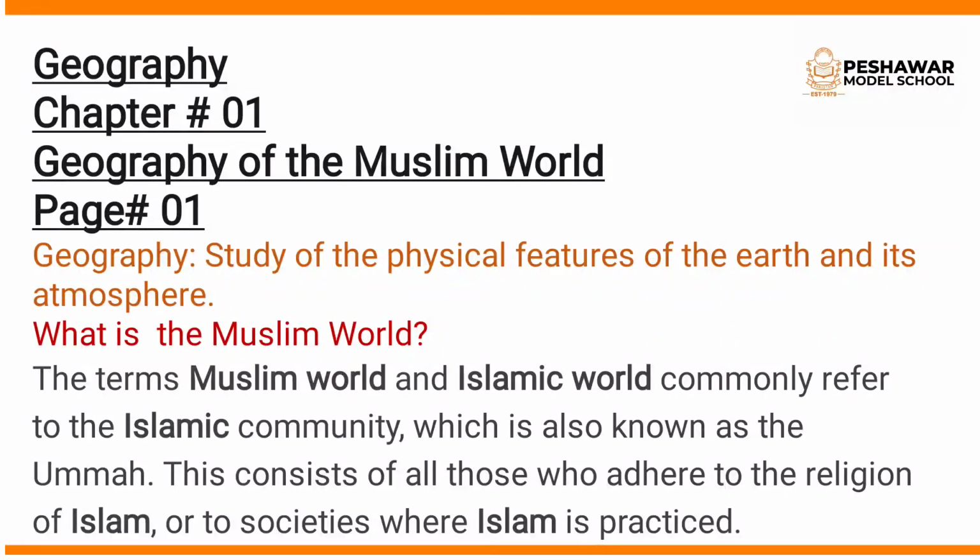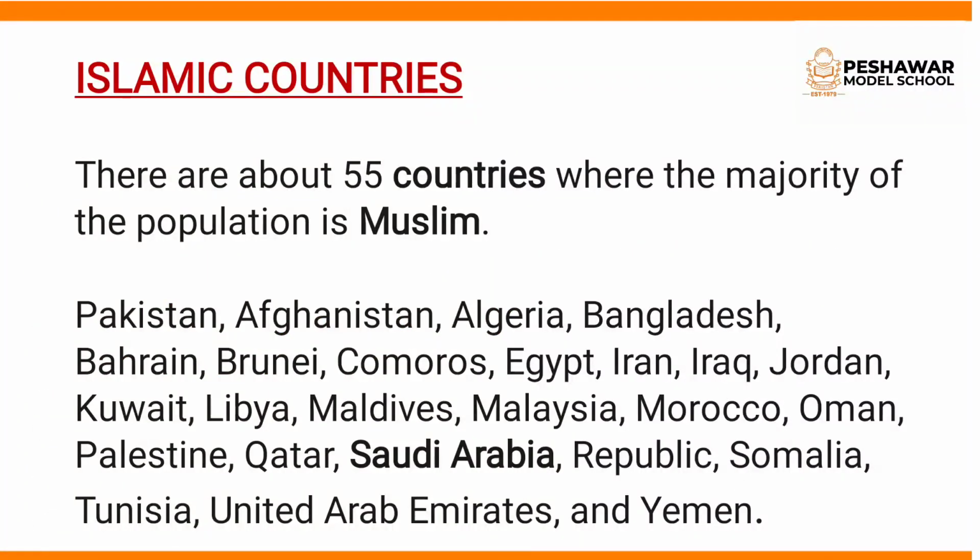Clear? Muslims follow a religion called Islam. So if in any area, in any country, in any place, Islam is practiced, we can call it an Islamic community, and we can call this the Muslim world. Is it clear? Okay. Now let's discuss some of the Islamic countries. As you can see, there are about 55 countries where the majority of the population is Muslim, meaning Muslims are more in number than people of the other religions. So we can say these countries are Muslim countries, and they are 55 in number.